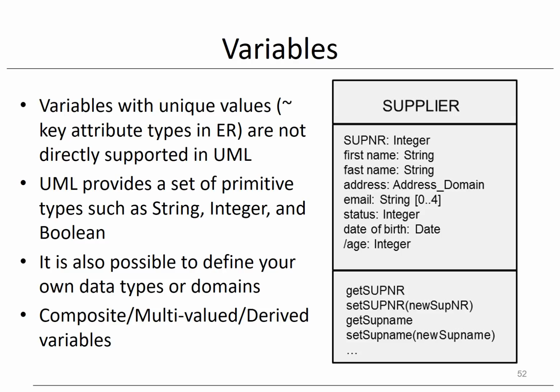Variables with unique values, similar to key attribute types in the EER model, are not directly supported in UML. The reason is because a UML class diagram is assumed to be implemented using an OODBMS in which every object created is assigned a unique and immutable object identifier, OID, which it keeps during its entire lifetime. Hence, this OID can be used to uniquely identify objects, and no other variables are needed to serve as a key. To explicitly enforce the uniqueness constraint of a variable, you can, however, use OCL as we discuss in what follows.